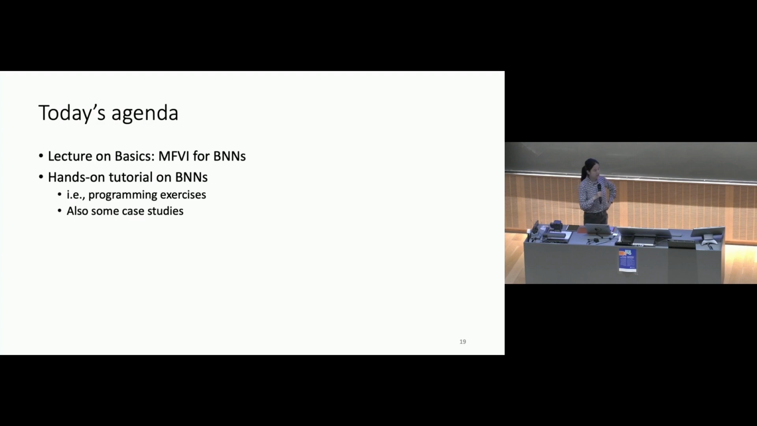So this is today's agenda. I'm going to start by briefly mentioning how we do mean field variational inference for Bayesian neural networks, and then we will have a hands-on demo where you code it out yourself. Then we will have some other case studies to show how these uncertainty estimates can be used in some interesting tasks.